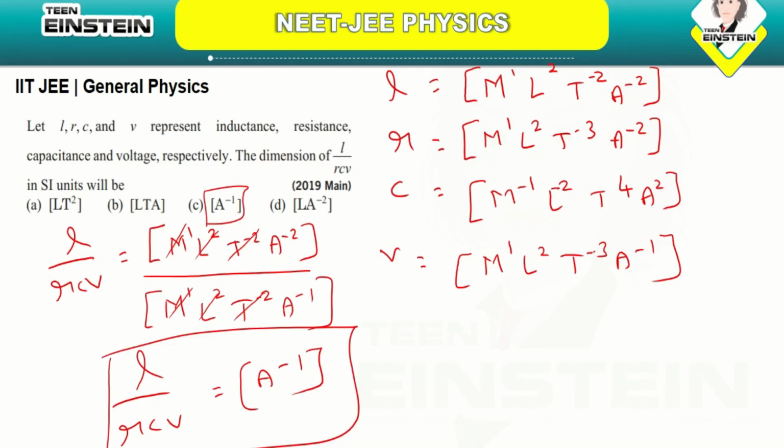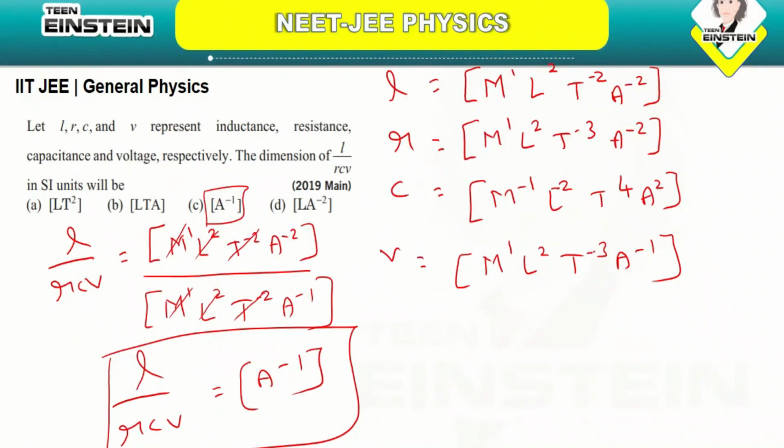Okay, it is a very simple problem, you are just going to make use of the dimension values. First you are writing down the dimensions of inductance, resistance, capacitance and voltage, and then you are finding out the ratio L by R C V, which is equal to A power minus 1.